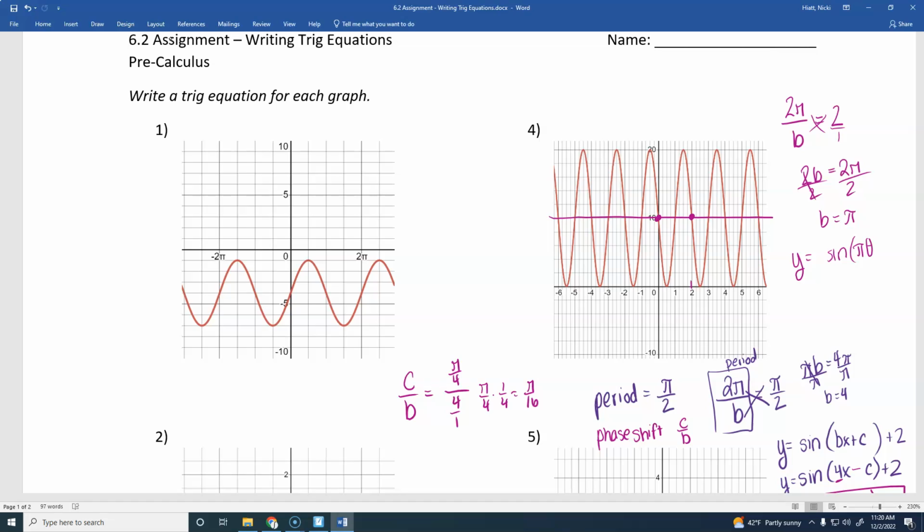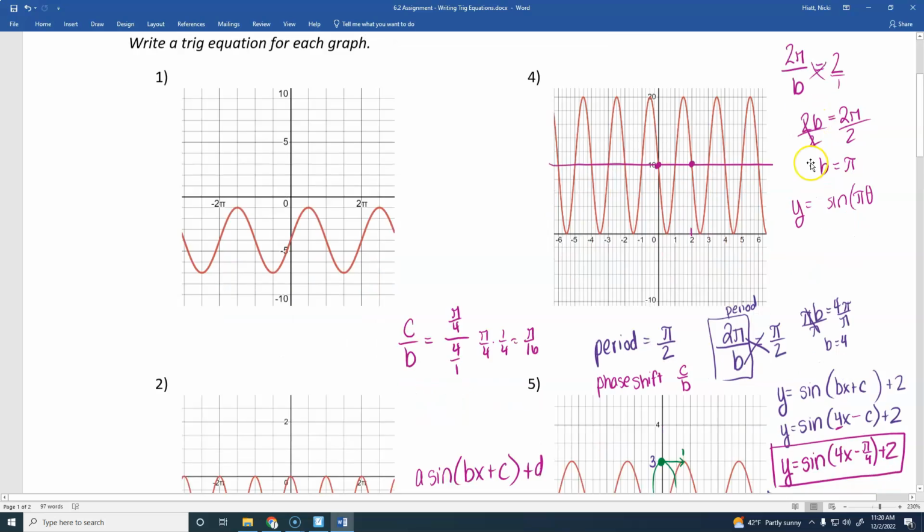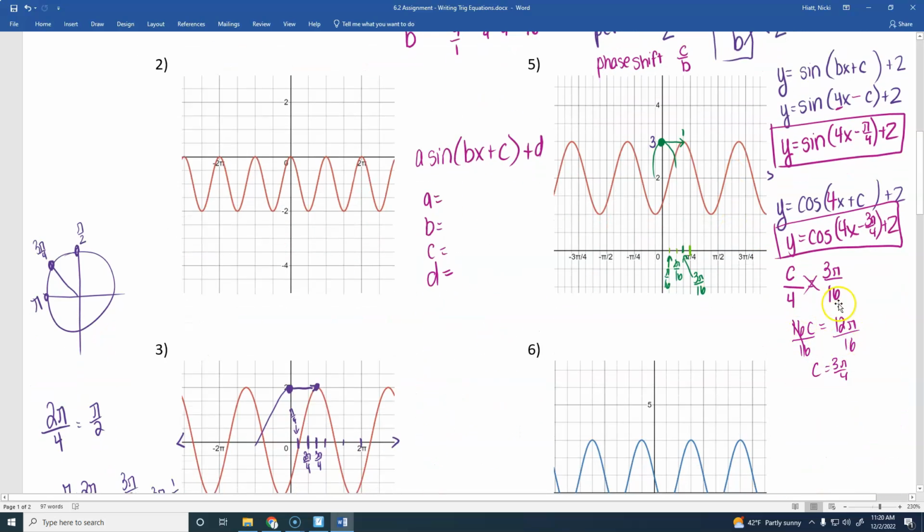You don't have to set up the equation if you don't want to. If you're just thinking of it in your head, that's fine. Some of them are easier to do that way than others. That one's not too bad, but this phase shift of 3 pi over 4 is hard to do, so I usually rely on that formula there.